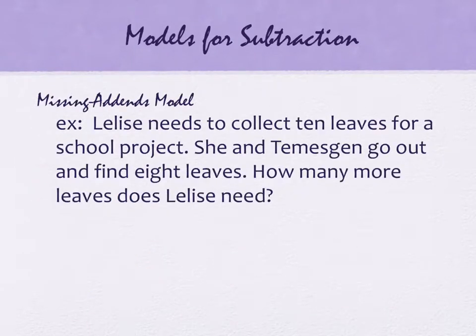A second model for subtraction is called missing add-ins. So this is the idea that we need something. We need a certain number of objects. We simply don't have all of them. It's not the idea that we had them and then we lost them or they were taken away, but we need them and we simply don't have all of what we need.